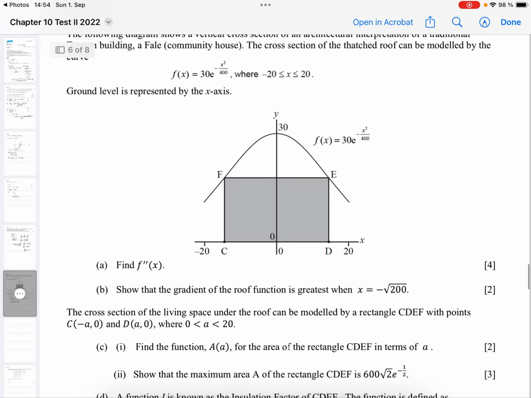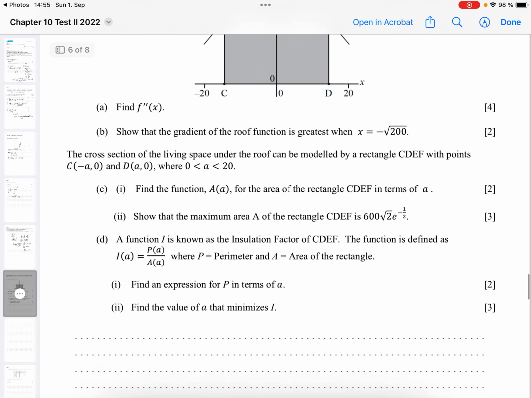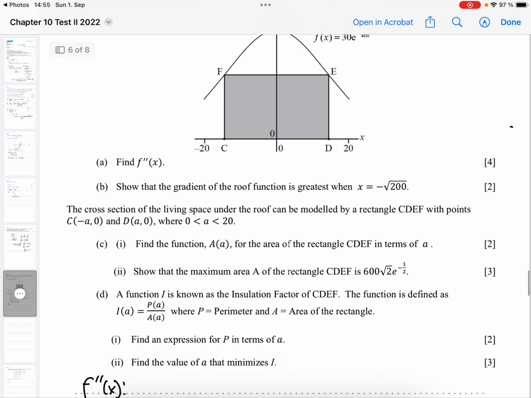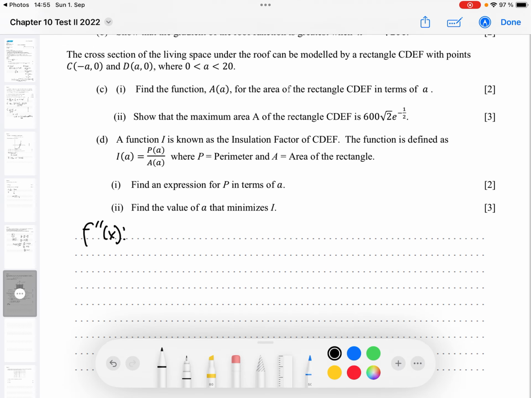So part A of this question says find the second derivative of f of x. Something that we will need to know is that the second derivative represents the point of inflection, or when the sign changes from positive to negative or negative to positive. So if we start trying to find this, we will be able to find the point of inflection. So f prime prime of x is given by differentiating the function 30e to the negative x squared over 400 twice.